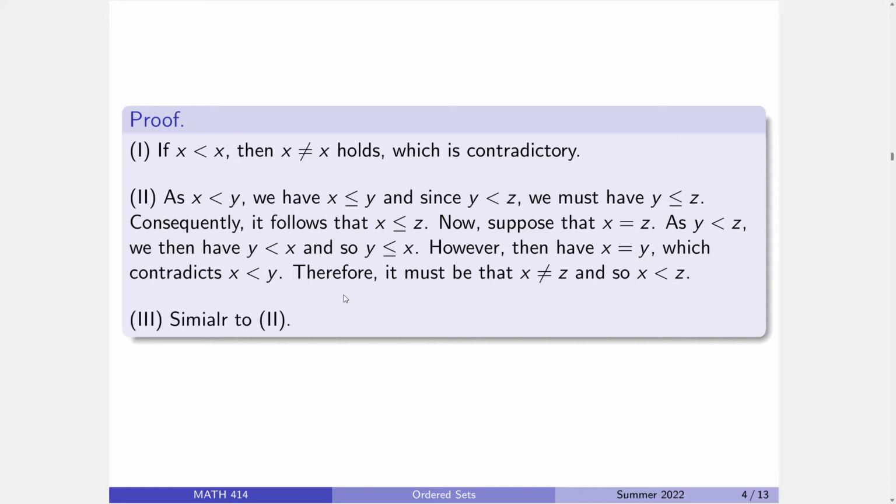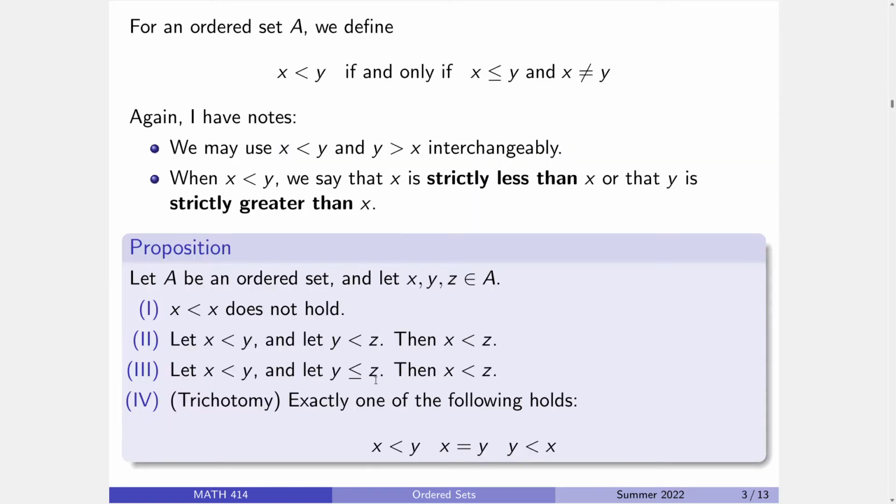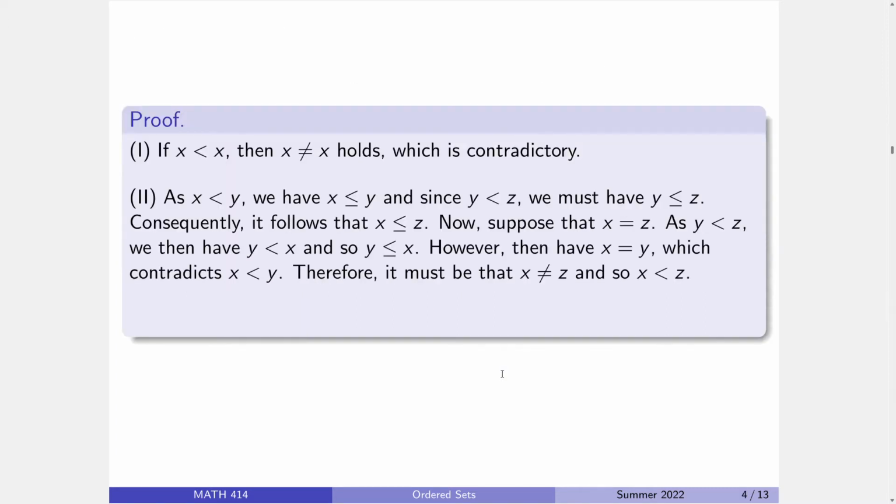Nice. And point 3 is similar to point 2. Again, note point 3 is you've got less than or equal to here. You could also put less than or equal to here and have the same conclusion. It's essentially the same proof. Just rather than using this to jump here, we just start with this.